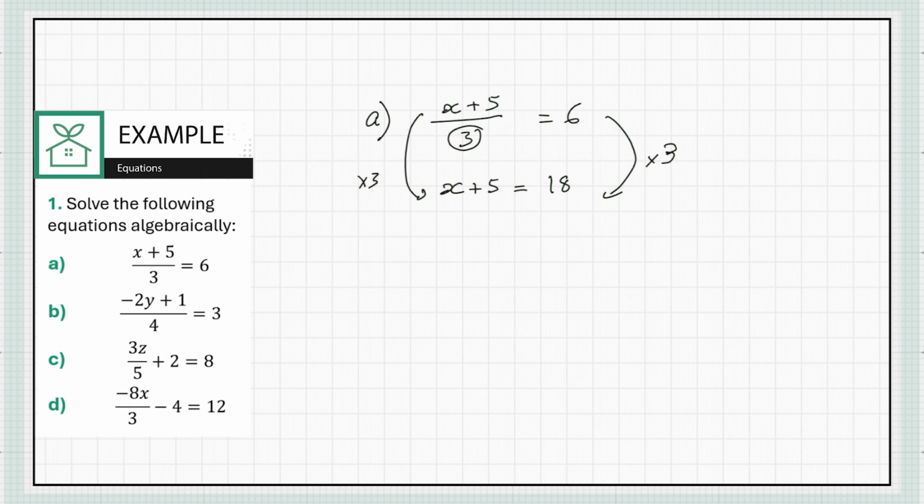Now, in order to get the pronumeral, which is our letter on its own, what we need to do is get rid of that term plus 5. And to do that, we're going to do the exact opposite, and we're going to take 5 away. So we're going to minus 5 from both sides. Okay, minus 5 from both sides results in x is equal to 18 minus 5, which is going to be 13.